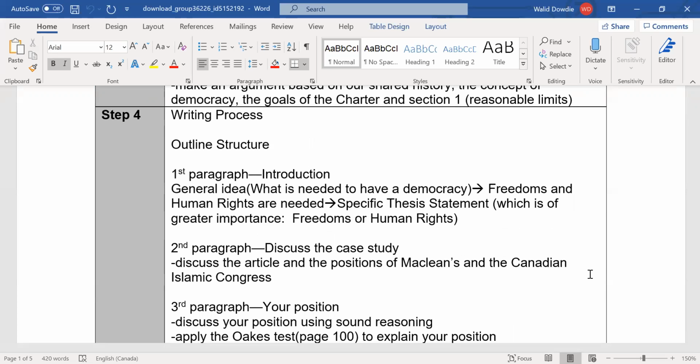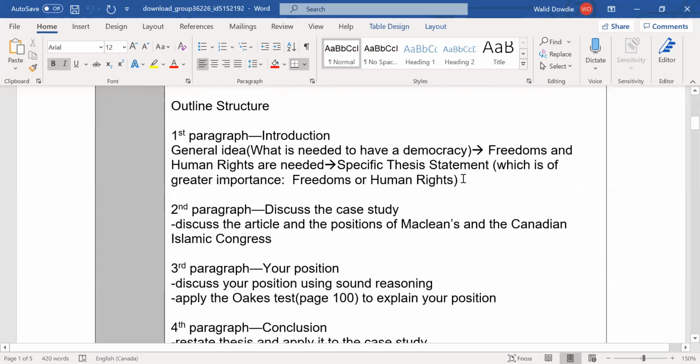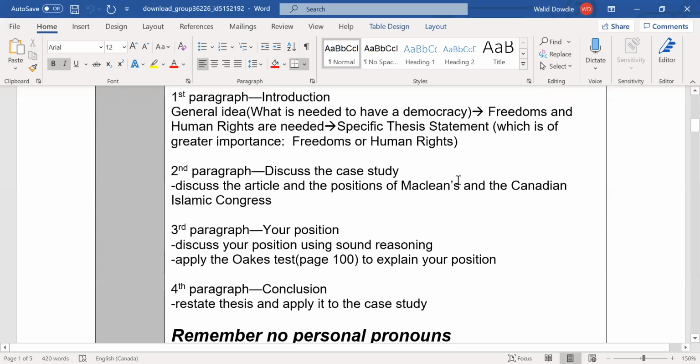Paragraph 2 is discuss the case study. You're going to discuss the article and the positions of Maclean's magazine and the Canadian Islamic Congress. Paragraph number 3, you define your position. Discuss your position using sound reasoning. Apply the Oakes test, which is on page 100, to explain your position. And in paragraph 4, state your thesis and apply it to the case study.